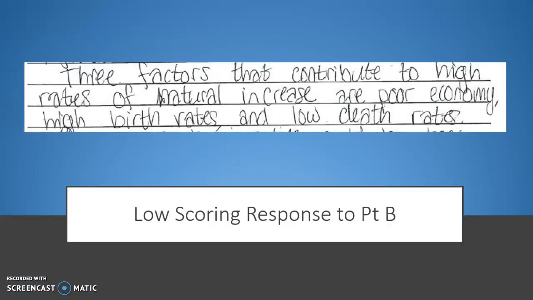So our low scoring response, I'll just go ahead and read this one to you. "3 factors that contribute to high rates of natural increase are poor economy, high birth rates, low death rates." Take just a sec, pause about that, see if you think there's enough there for a point or 2 points, and then we'll take a look, see what the judges say.